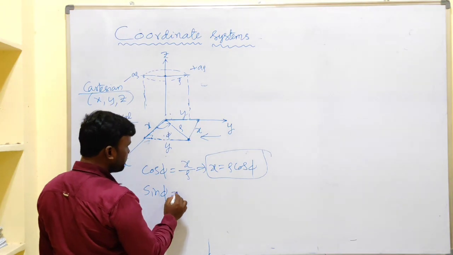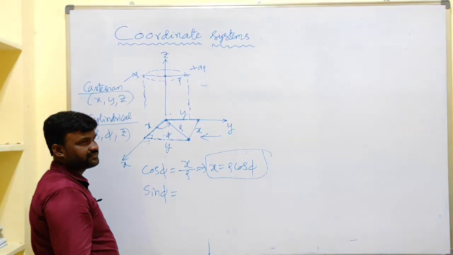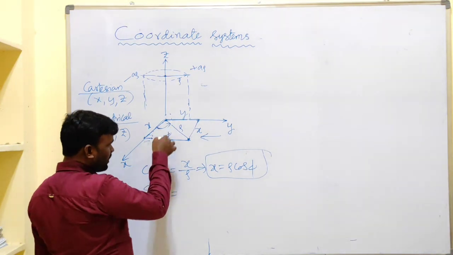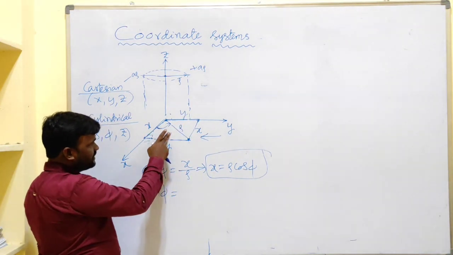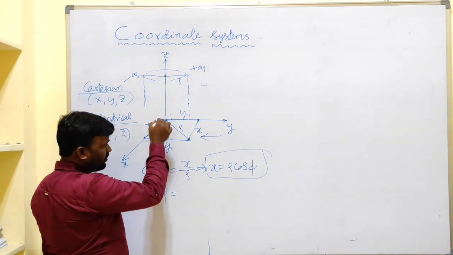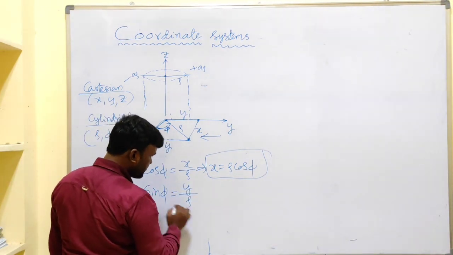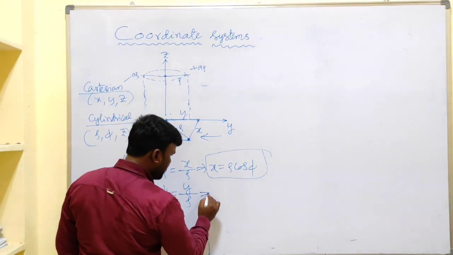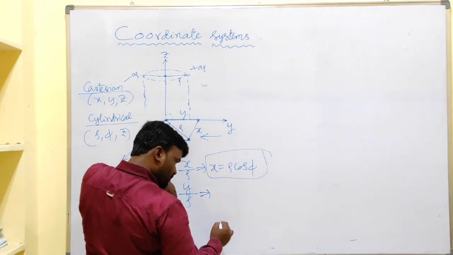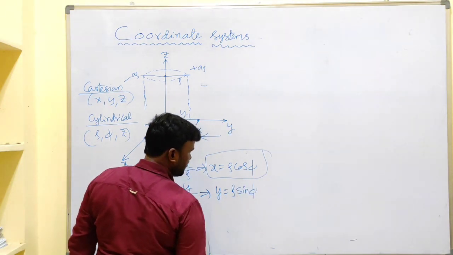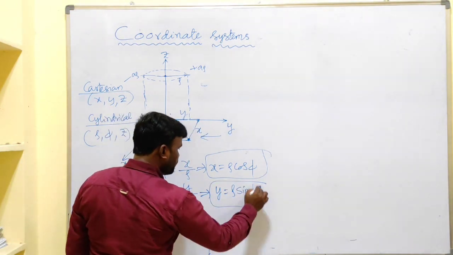Similarly, write the expression for sin pi. Sin pi is nothing but opposite by hypotenuse. Here I have angle pi. For this angle, the opposite side is y, by hypotenuse, that is rho. Then we will get y equal to rho sin pi. And what about z?